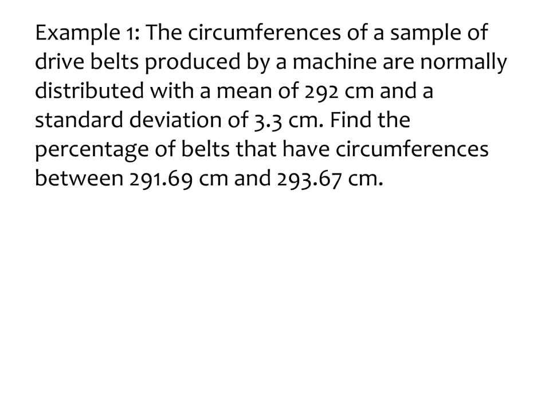So this first example deals with circumferences of drive belts. We've got this machine that produces drive belts, and the mean circumference is 292 centimeters, and there's a standard deviation of 3.3 centimeters, and we want to know, notice the wording, the percentage of belts that have circumferences between 291.69 and 293.67 centimeters. Well, when we talk about percentage of belts, really we're saying what's the probability that any given belt will lie between those two values in its circumference.